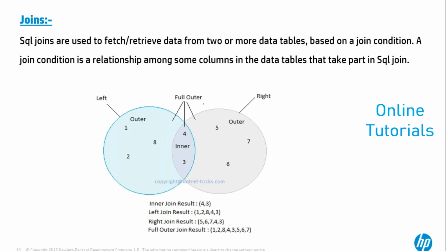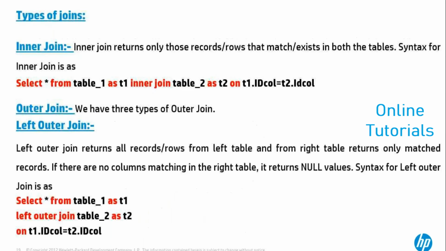See, this is the syntax of inner join. Select star from table 1 inner join table 2. One column should match, you have to combine it like a match: table 1 column equal to table 2 column. And in outer join, we have two types of outer join: left outer and right outer. Here you can use the same syntax. Instead of inner join, you can place the left outer join.